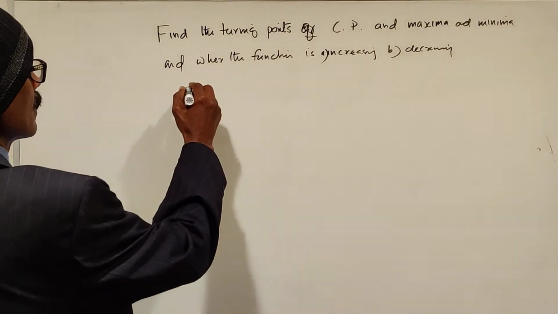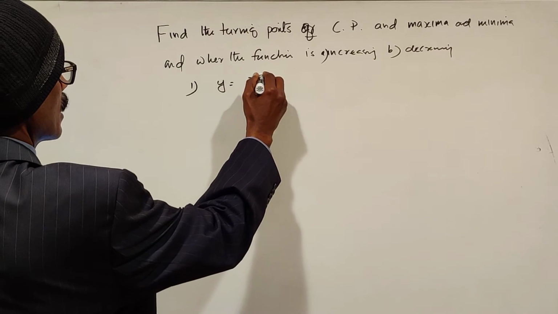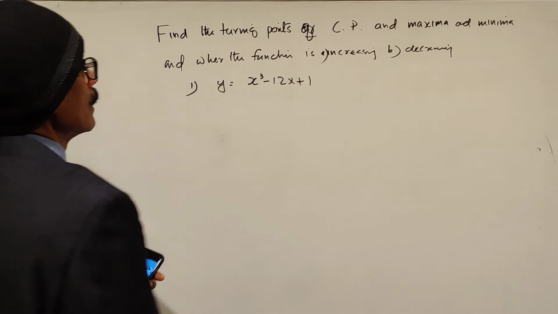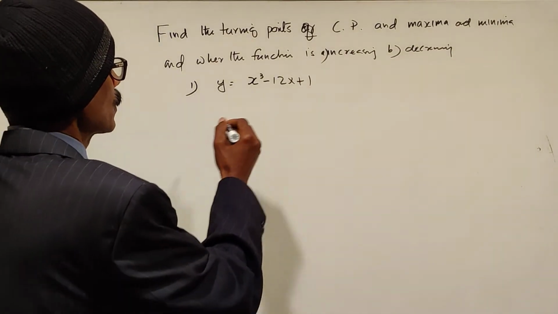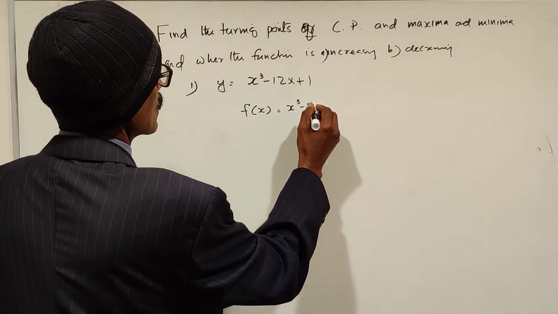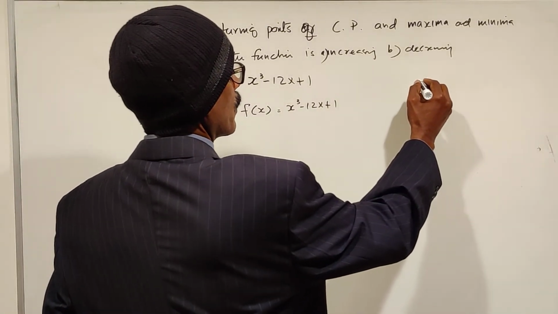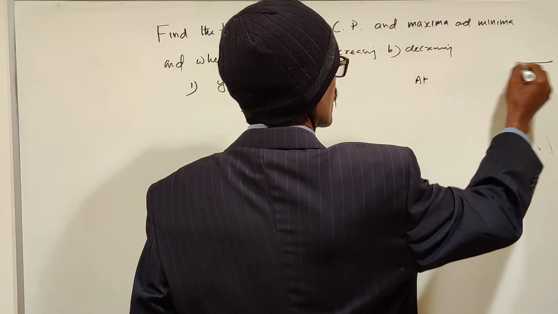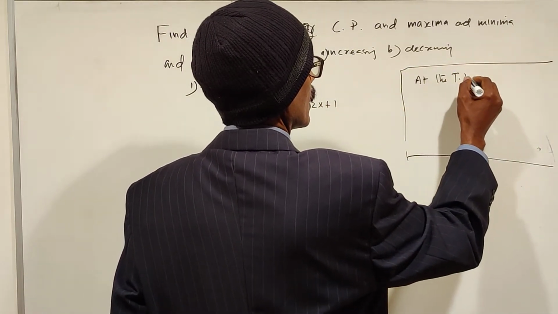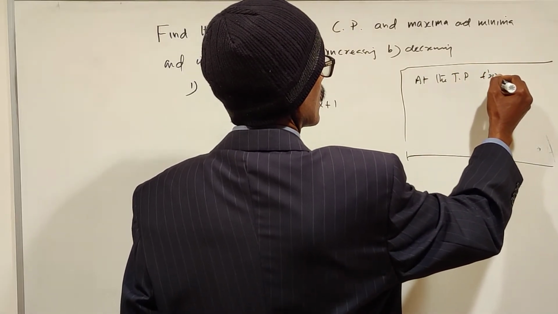Okay, first function: y equals, or f(x) equals, x cube minus 12x plus 1. This is the question. What are the formulas? I am going to write the formulas here. At the turning point, or critical point, f dash x is equal to 0.